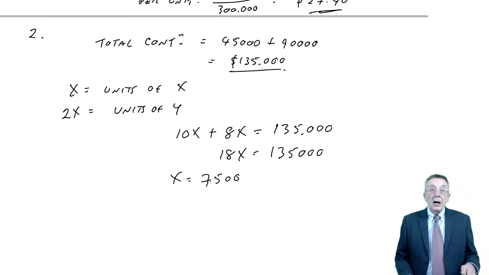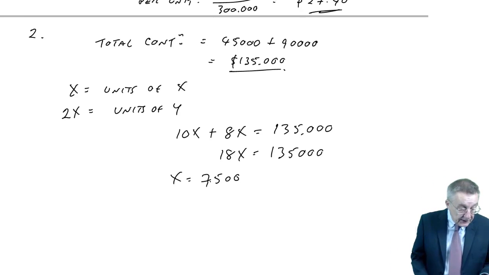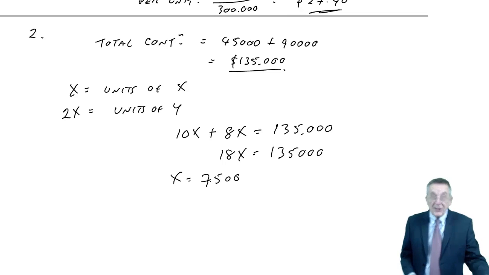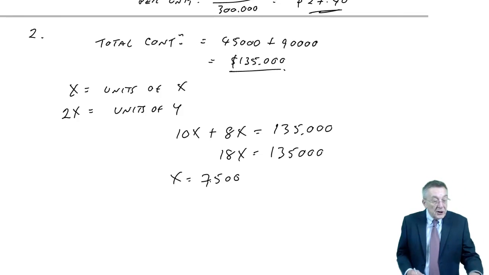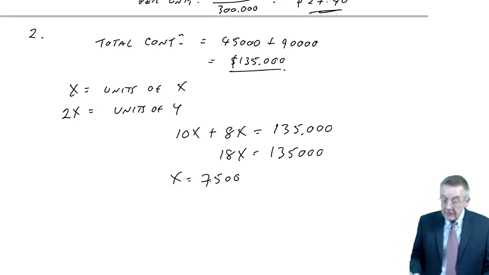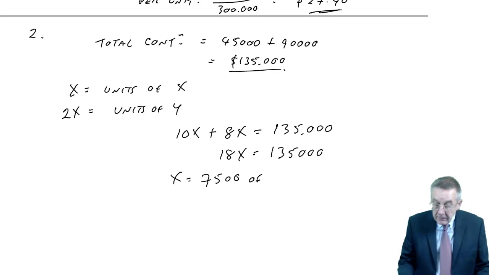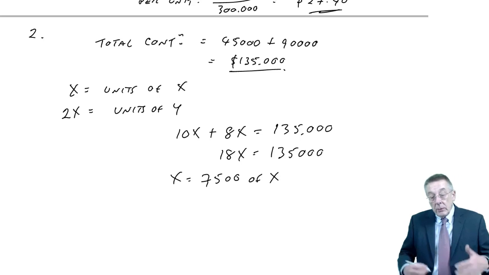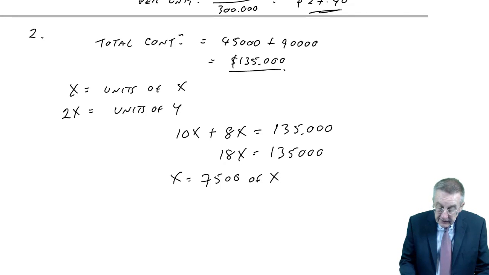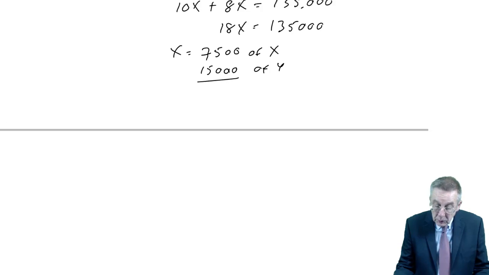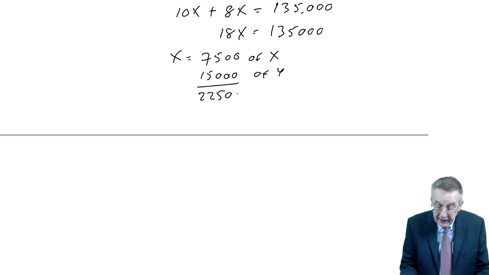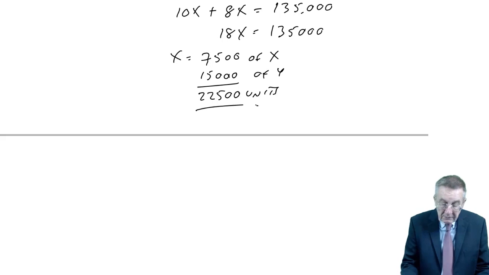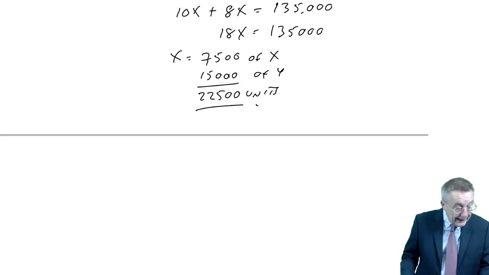We're not quite there yet, and there's the danger. 7,500, oh look, it's one of the answers. But appreciate it wants the total number of units to be made. X is the number of units of X. We make twice as many of Y, so twice that, 15,000 of Y. And therefore, how many units in total? 22,500. So the correct answer is B.